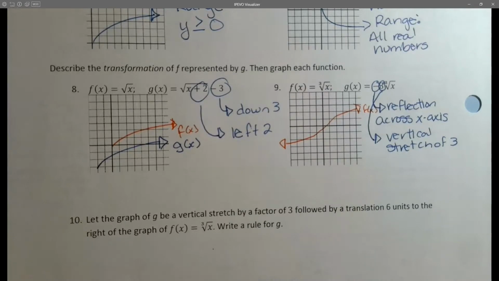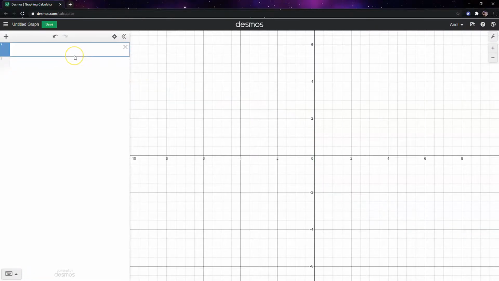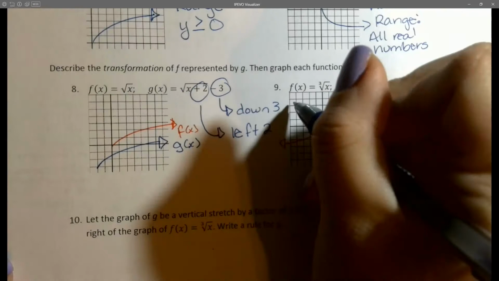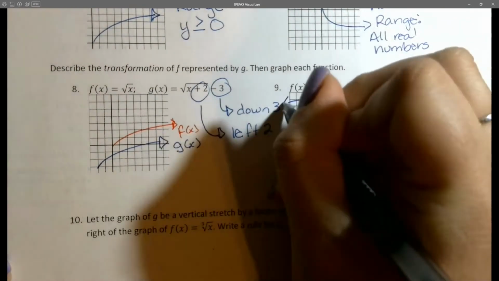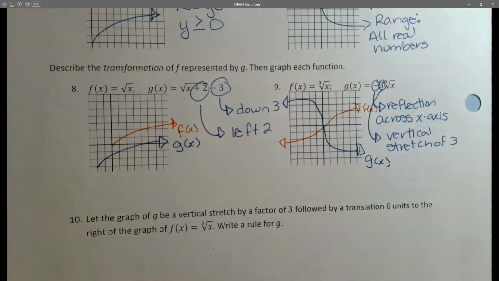I will graph this one on Desmos to see it first, because it's not as easy as just moving left and right and up and down. So I have -3 cube root of x. So this is what this one looks like. And this one is labeled g of x.